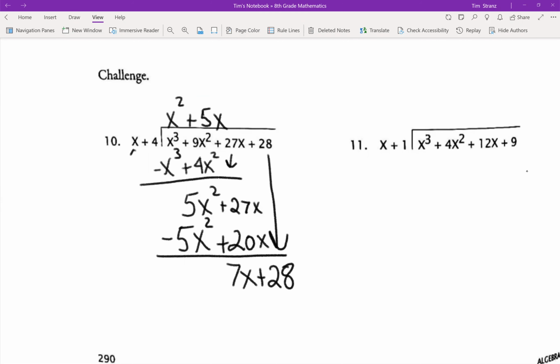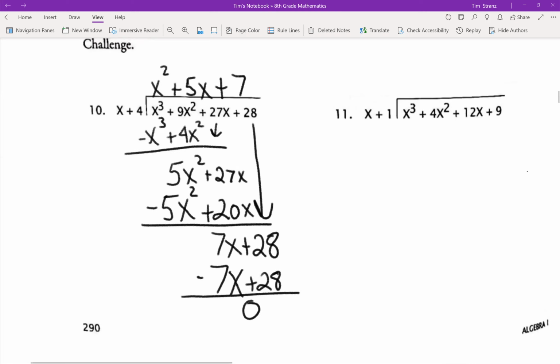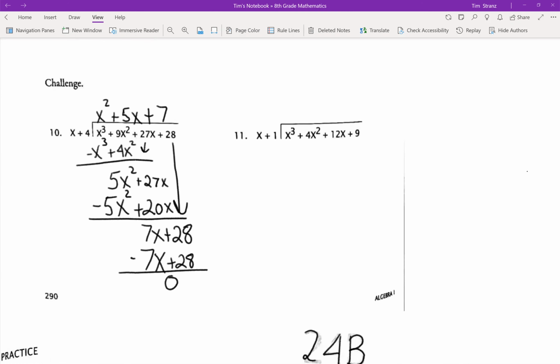Okay. X times what is going to give me this 7x? Well, it's going to be 7. Okay, 7 times x is 7x. And 7 times 4 is 28. Subtract these out, your answer is 0. So your answer for this one, number 10, is x squared plus 5x plus 7.